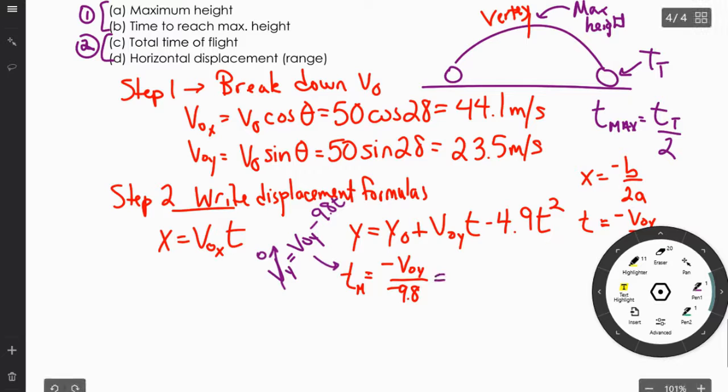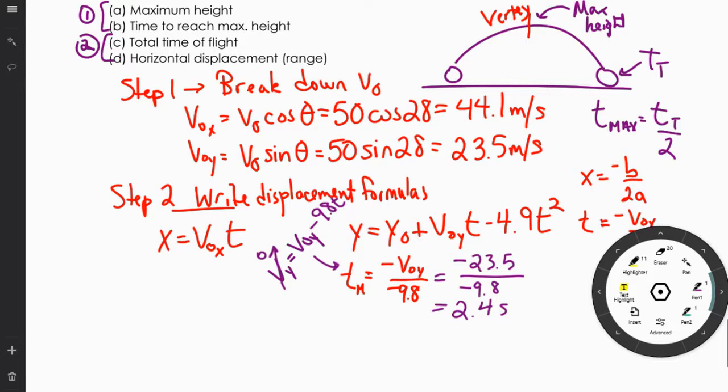So we're going to plug in negative 23.5 divided by negative 9.8, and so that's going to give us the time up to the maximum height. So 23.5 divided by 9.8, and that's going to give us our 2.4 seconds. Well, if you remember, our t max time in the previous video was 2.4 seconds.